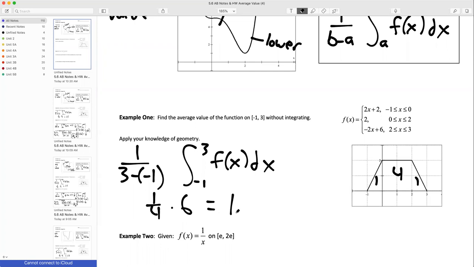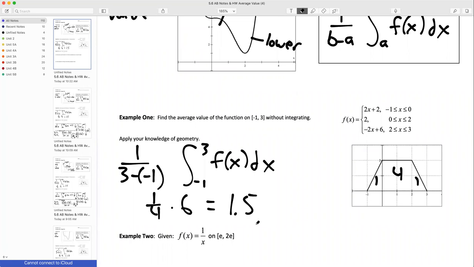So this is saying that the average value on this interval is 1.5, which is a reasonable value. If you look at the values of y, there's 2 all along from 0 to 2 there, and this goes from 0 to 2. So 1.5 is a reasonable answer in this case.